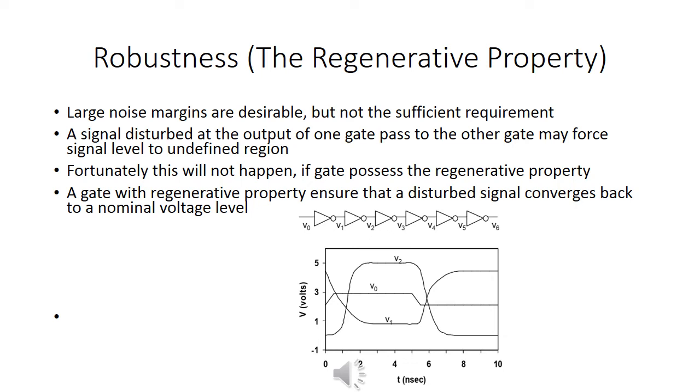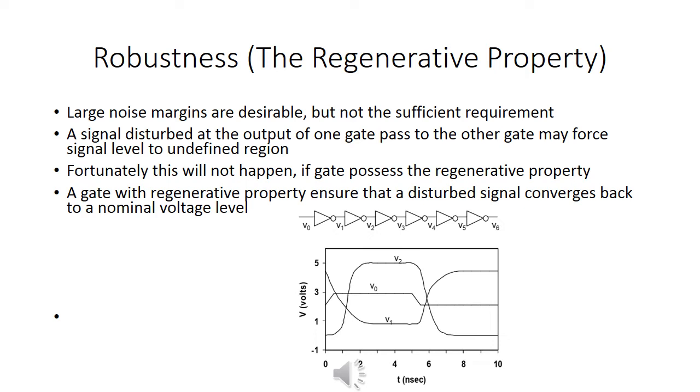A large noise margin is desirable but not a sufficient requirement. Assume that a signal is disturbed by noise and differs from the nominal voltage levels. As long as the signal is within the noise margins, the following gate continues to work correctly, although its output voltage varies from the nominal voltage levels. This deviation is added to the noise injected at the output node and passed to the next gate. The effect of different noise sources may accumulate and eventually force a signal level into the undefined region.